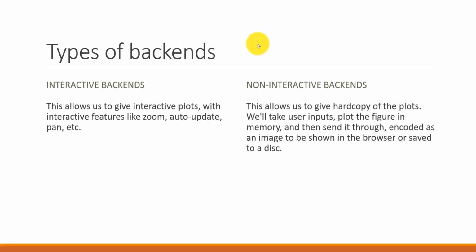And the other one is the non-interactive backend. This backend allows us to give a hard copy of a graph or a plot. In this, we take input from the user, then we plot a figure in memory, and then send it through and encode it as an image to be shown in the browser or to save to a disk. So I hope you clearly understand what interactive and non-interactive backends are.